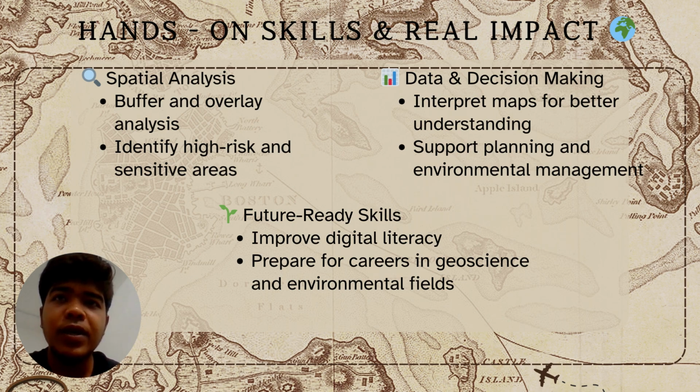Okay, next part is hands-on skills and real impact. So first, spatial analysis: buffer and overlay analysis, and identifying high risk and sensitive areas. And second, data and decision making: interpret maps for better understanding and support planning and environmental management. And lastly is future ready skills. For example, improve digital literacy and prepare for careers in geoscience and the environmental field.